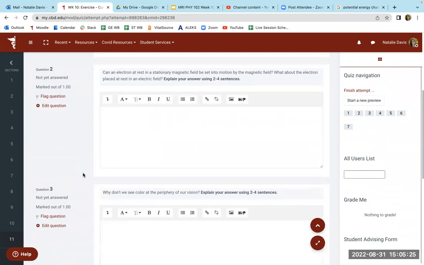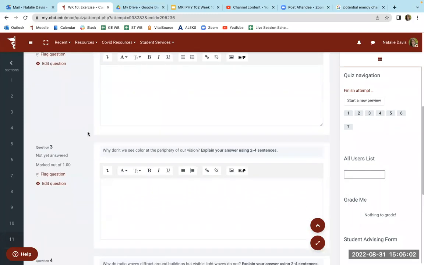Can an electron at rest in a stationary magnetic field be set into motion by the magnetic field? Then what about the electron placed in an electric field? Okay, so remember that magnetic fields affect things that are moving. Okay, and then also remember that electric fields, it doesn't matter if it's moving or not. Okay, number 3.